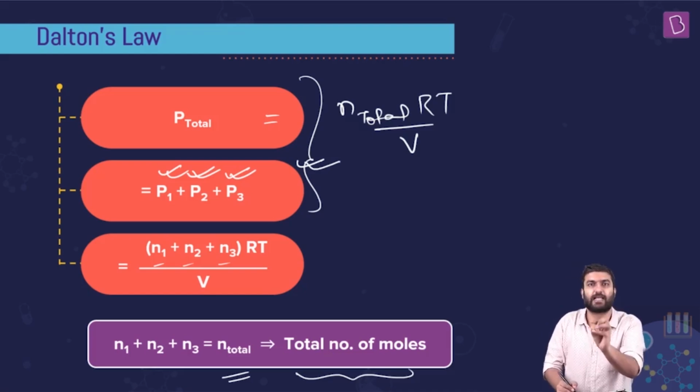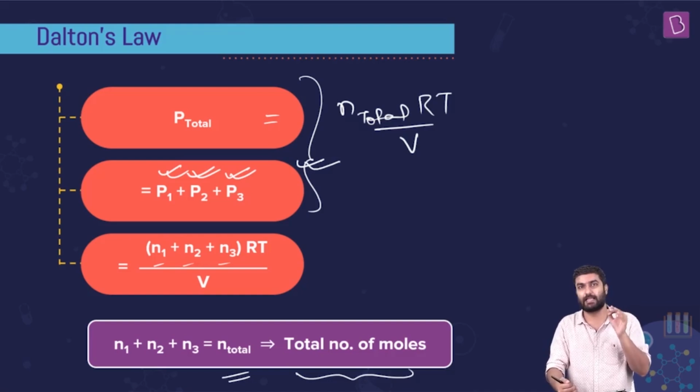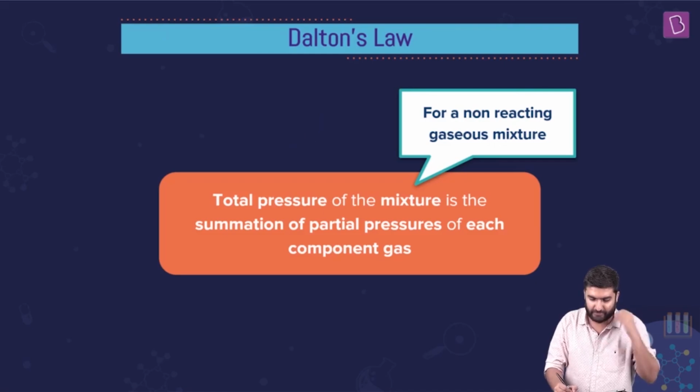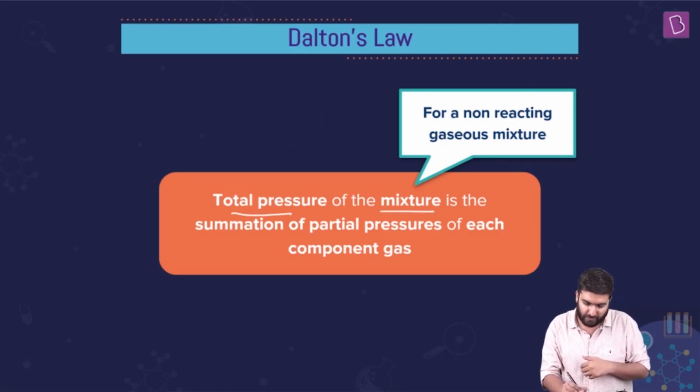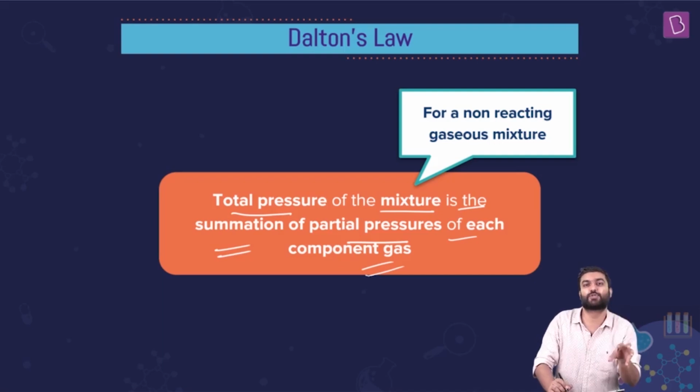And this constituent pressure, that is pressure because of only a particular gas in the mixture, is called partial pressure. So the pressure on this wall because of the yellow gas is called the partial pressure of the yellow gas. Pressure on this wall because of the red gas is called the partial pressure of the red gas, and you can also call it that for the blue gas as well. Total pressure of the mixture is the summation of the partial pressure of each component gas. So the partial pressure is that individual component for a non-reacting mixture, because we don't want them to react, right?